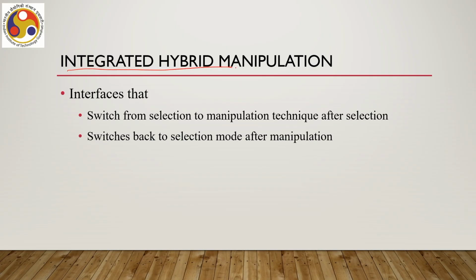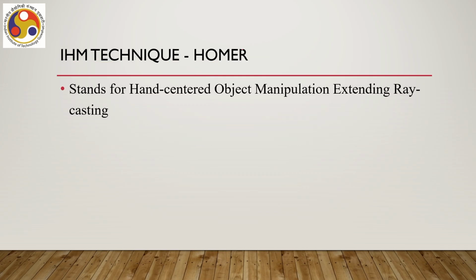Finally, we have an integrated hybrid manipulation technique. These are techniques that switch from selection to manipulation after selection automatically, without any explicit signal from the user, and switch back to selection mode after manipulation. One such technique is called HOMAR, which stands for hand centered object manipulation extending ray casting.